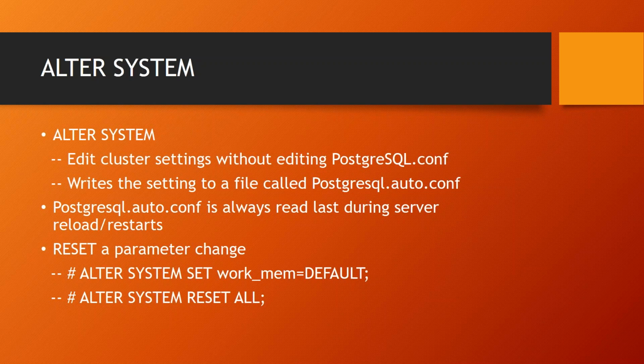Anytime you decide that you don't want to keep the change that you have made using ALTER SYSTEM, you can either say ALTER SYSTEM RESET followed by the parameter name, or you can say ALTER SYSTEM RESET ALL. Sometimes you may even want to say ALTER SYSTEM SET work_mem TO DEFAULT if you want to apply the default value. So that is basically the ALTER SYSTEM command that is available for superusers, and they can change the parameter on the fly when they are connected to psql.